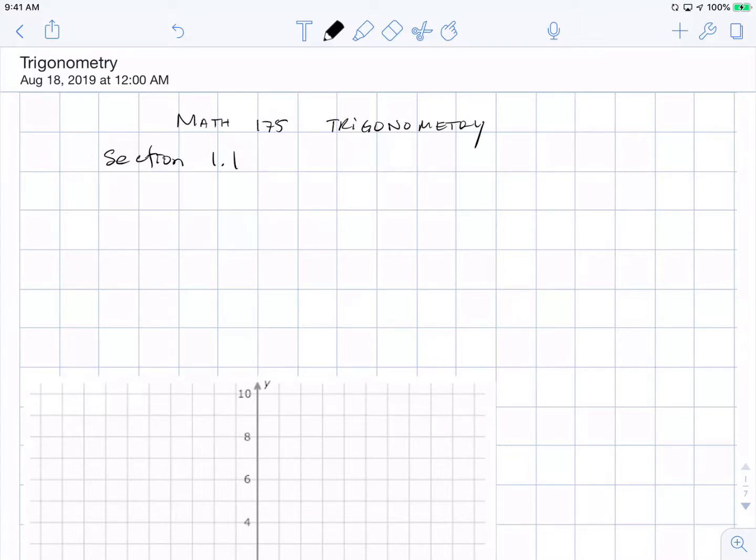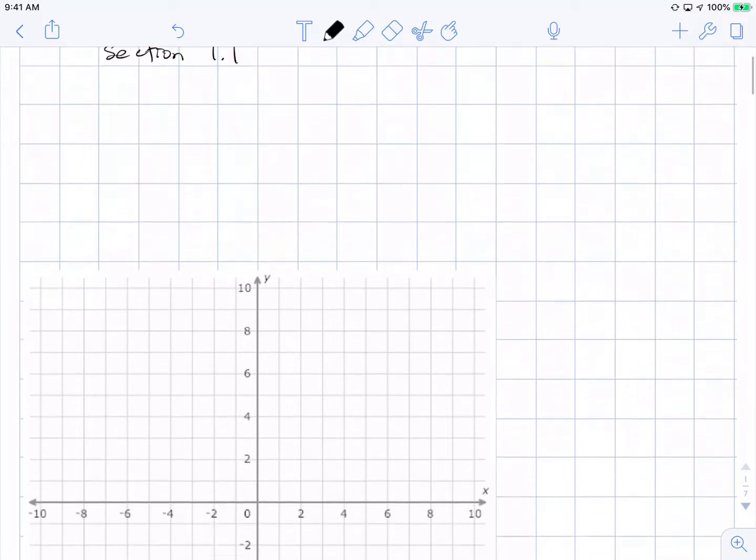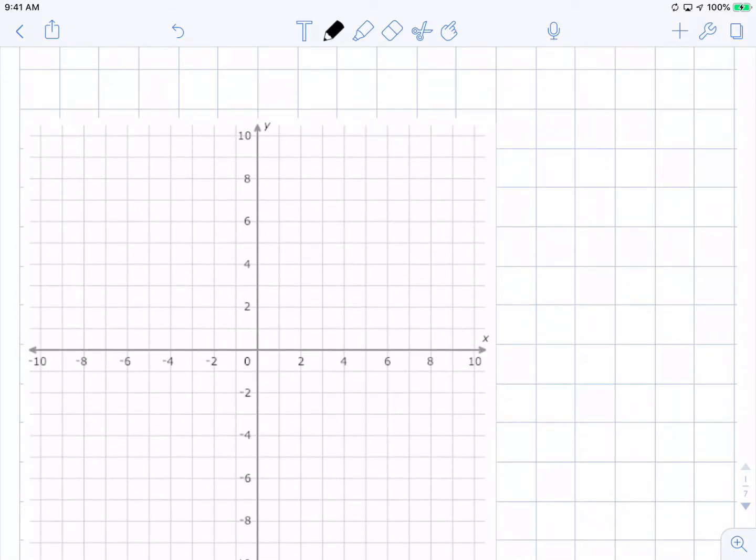I'm going to be your professor for this semester for this online trigonometry course. Today we're going to be doing section 1.1, which is the distance and midpoint formula. But before we do that, I'd like to address the Cartesian coordinate system for you guys, just a quick refresher for you.